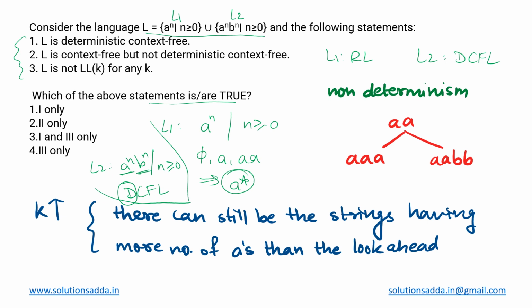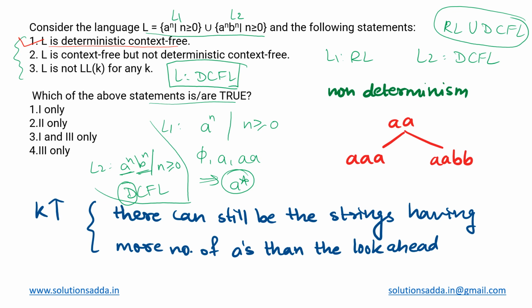And our language L, which is a union of L1 and L2, is a union of regular language and DCFL language. And we know that a union of regular language with DCFL language also results into a deterministic context-free language itself, which means our language L is also a DCFL. So now based upon this, let us analyze the statements. The first one is saying that L is a deterministic context free. That is what we have just derived. So it is true. Then the next one, L is context free but not deterministic context free. This is incorrect because L will definitely be a deterministic context free itself.